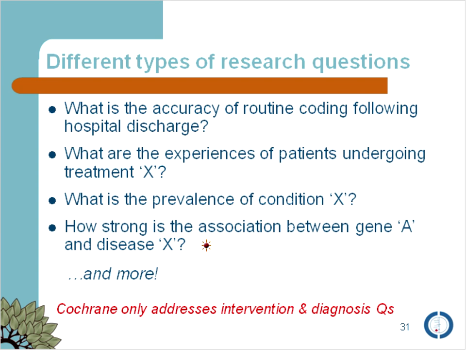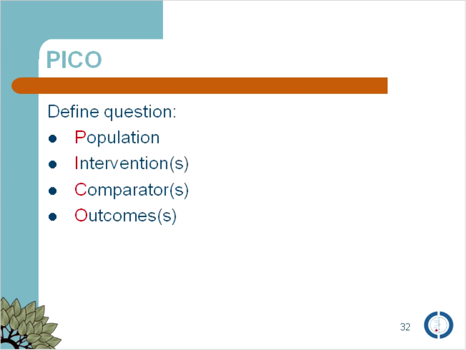And so there are lots of different questions out there, but Cochrane's focus is on questions relating to an intervention, so that could be a treatment, prevention, rehabilitation, for example, so anything at which you're intervening, and then questions related to diagnostic test accuracy.